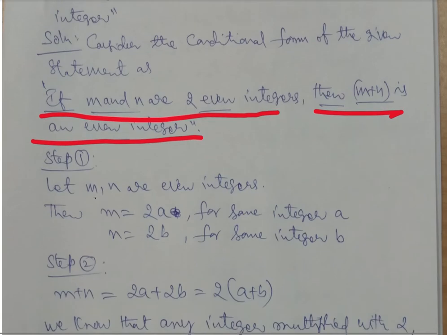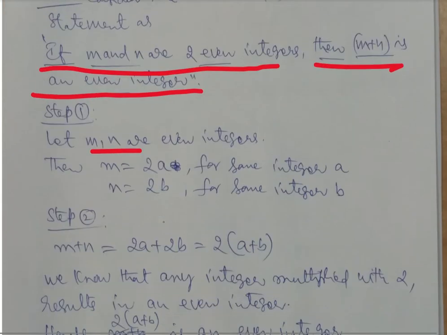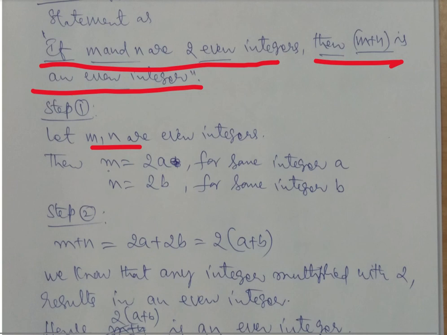So here step 1, m and n are even integers. So when I say even integer, you have just now seen that an even integer will not have plus 1, it is only an odd integer. So I take m is equal to 2a, n is equal to 2b for some values of a and b. We know that when I multiply any number with an even number, I will always get an even number. So this is a correct definition for an even number. This is also a correct definition for an even number.